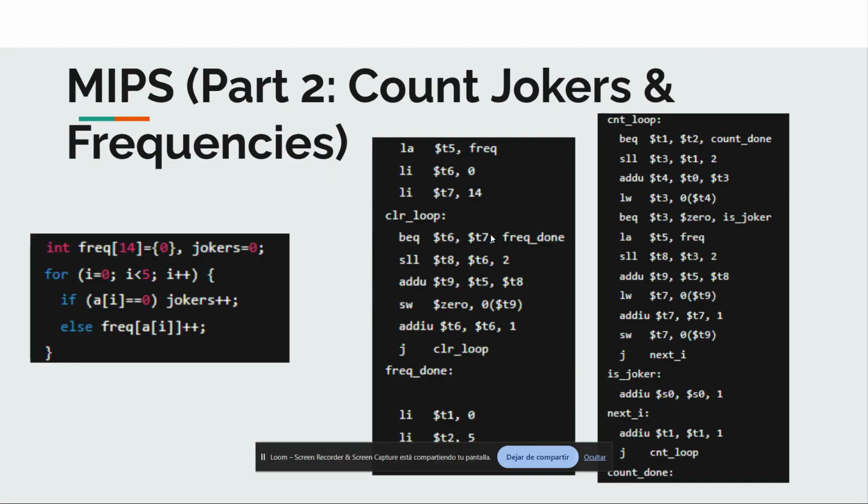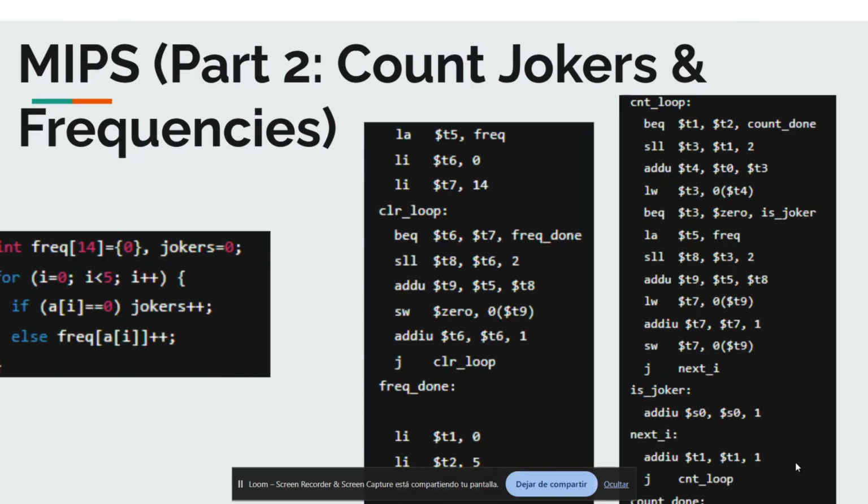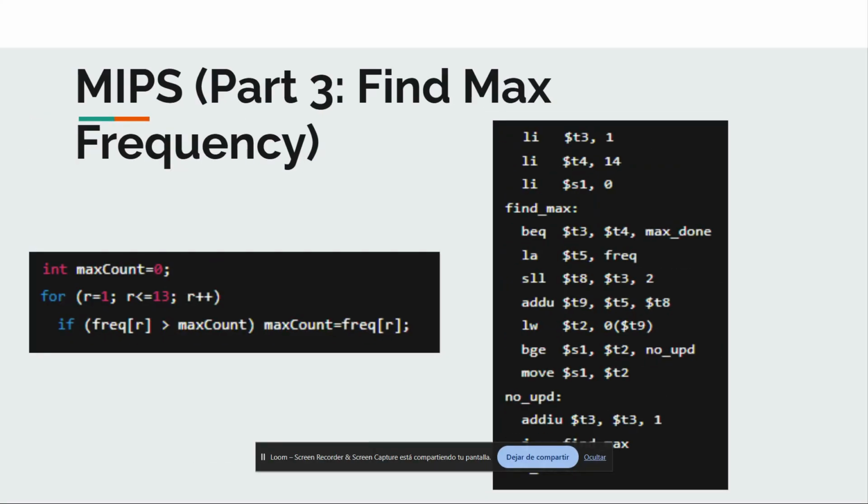Then after the frequency is done, we go to this part of the function. Then we do the count loop for Jokers and for the frequency values as well. Then in this function, if it is a Joker, we jump till there. And the next i is basically for the incrementation of the iterator, which is i. We have part 3, find the maximum frequency. This part is quite easy as well because we are going over all the frequency elements and we're just finding the maximum value of the array. That's pretty straightforward. And the same thing here, no update. We can add one to the iterator.